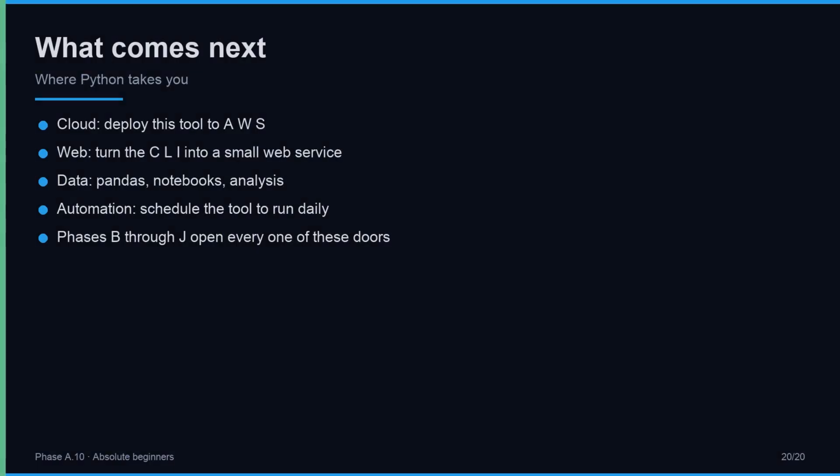What comes next? You have a tool that runs on your laptop. The natural next step is to put it in the cloud, so it runs even when your laptop is closed. Or turn it into a small web service, so other people can call it. Or rewrite it to process data with pandas. Or schedule it to run automatically every day.